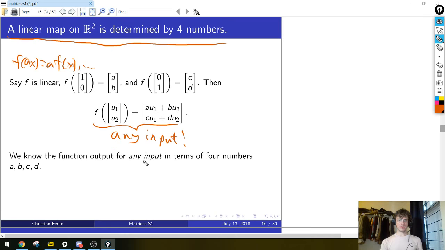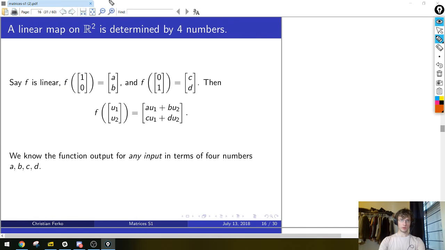So we know the function's output for any input in terms of those 4 numbers, a, b, c, and d. So this suggests a change of notation, because up until now we've been writing linear maps f as a single letter f, right? So we write f with parentheses applied to this vector u1 and u2. But now this suggests maybe we should pick a different way of writing the function f, which makes it totally clear that the function f only depends on those 4 numbers, a, b, c, and d. And that's what we'll do in this next slide.